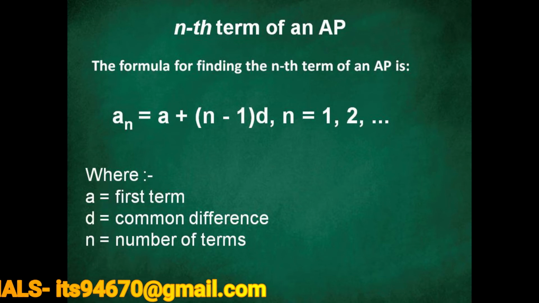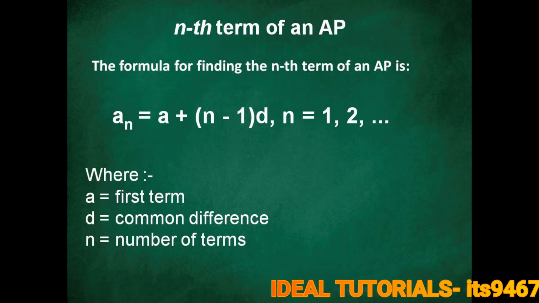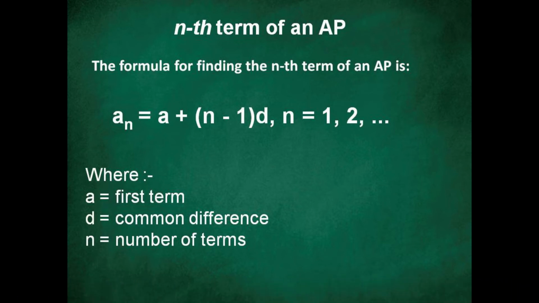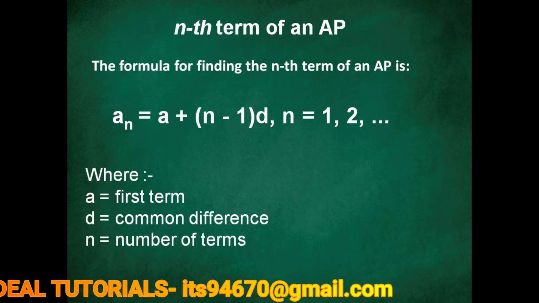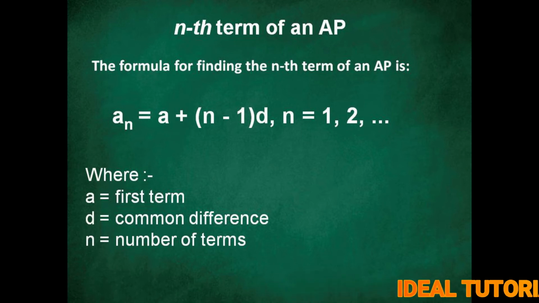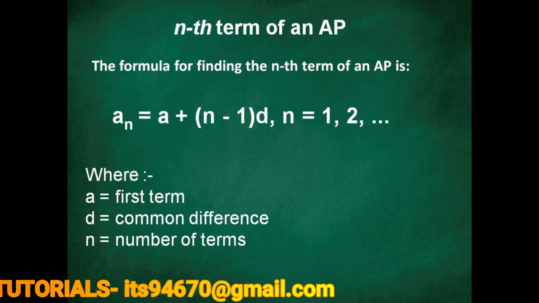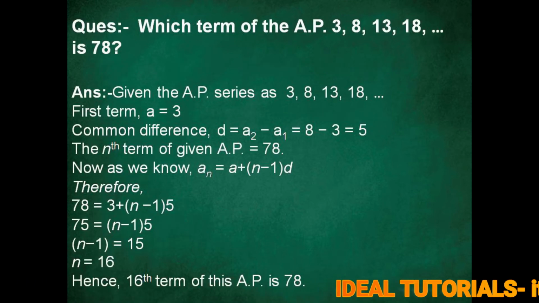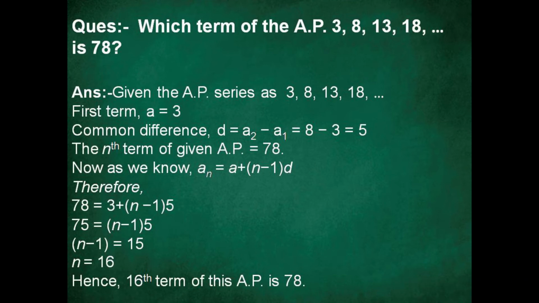To find the nth term of an AP, an is equal to a plus n minus 1 into d, where n is 1, 2, 3 and so on. Here a is our first term, d is the common difference and n is the number of terms. Analyze the formula a plus n minus 1 into d.